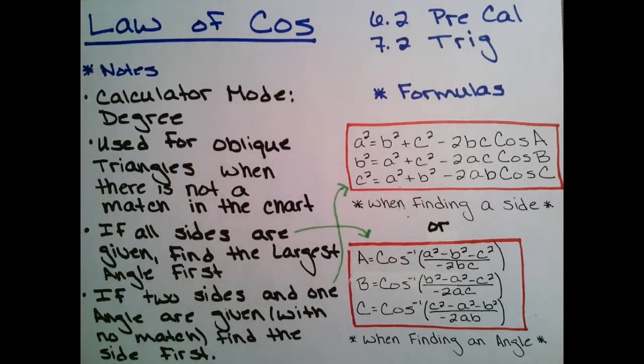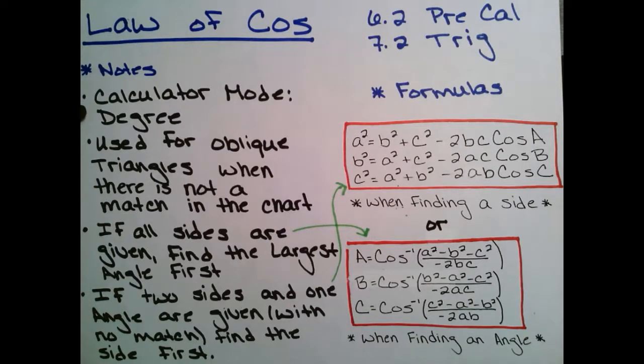All right, so many things from the last videos from law of sine will stay the same. For example, our calculator will stay in degree mode. We are still using these for oblique triangles. And we will also still be making our chart. The difference is in our chart, we will not have a match this time. We won't get both A's, both B's, or both C's.